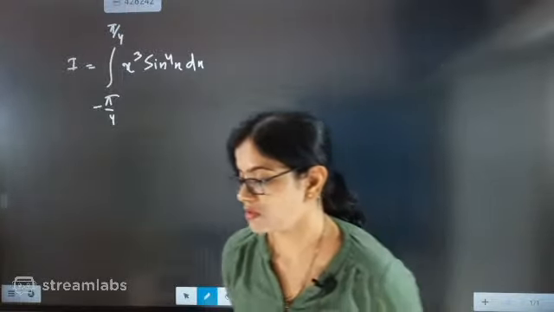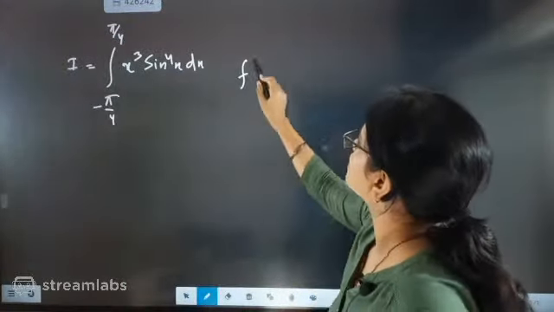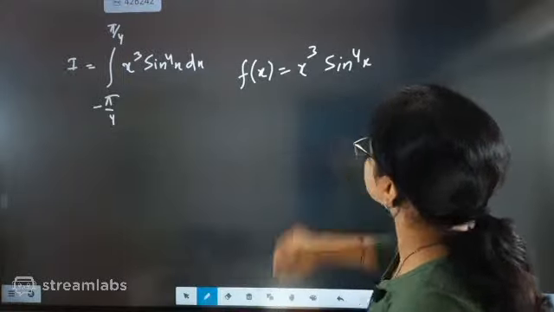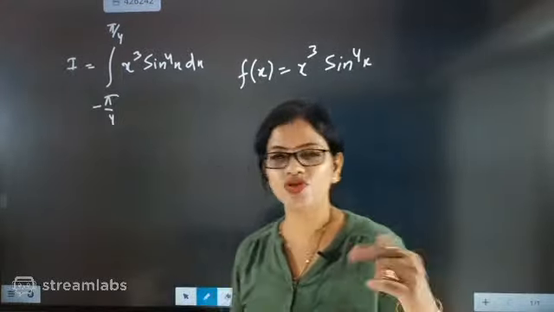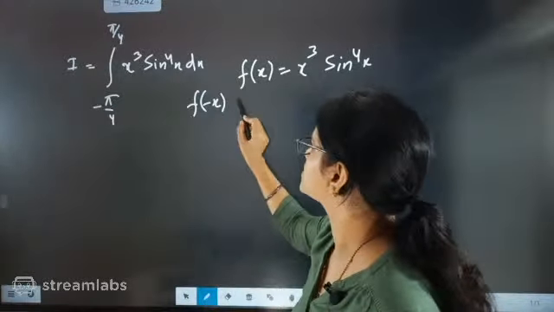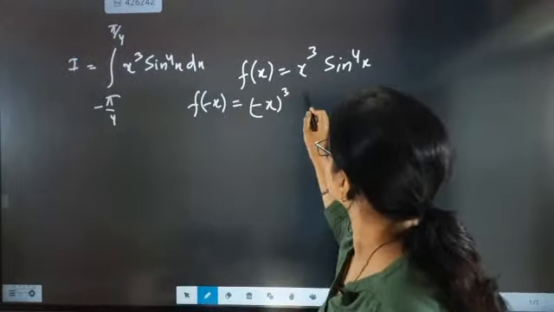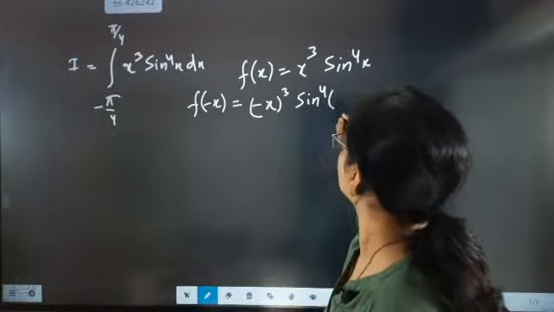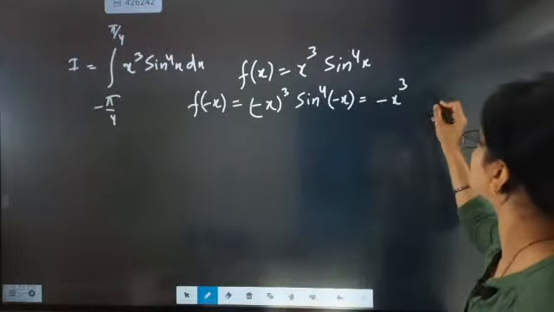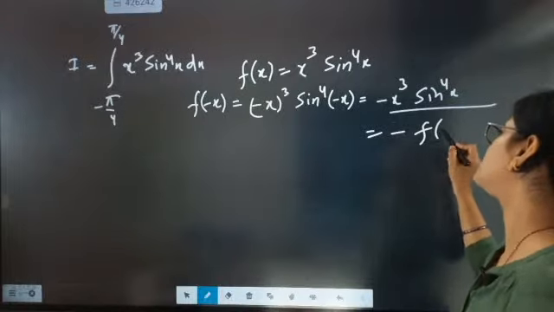Zero. Okay. Let's check this one, how 0 is coming. First thing, f of x equal to x cube sine to the power 4x is there. Then we know that we have to check for odd function or even function. So we are going to write f of minus x will be equal to minus x cube sine 4 to the power minus x. So this part is exactly going to be minus sine x cube will be there. Then sine to the power 4x is there. So it is nothing but odd function.